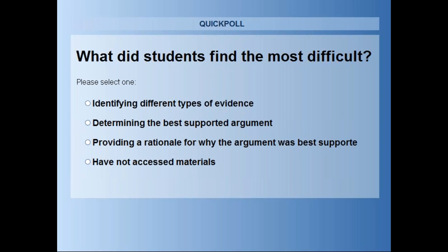All of those things really have been challenges for our students, but let's take a look and see where that greatest difficulty is. And Bonnie, I see a trend occurring in the poll, and I think we have this supported in many different ways by research that the GED Testing Service has done: students really are having difficulty providing a rationale for why the argument is best supported.